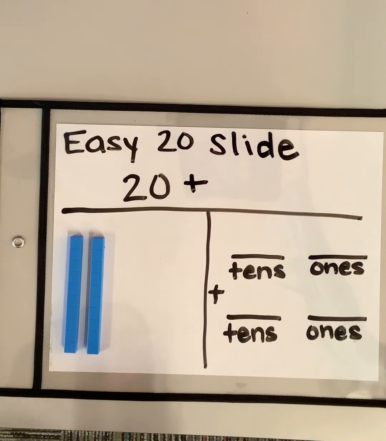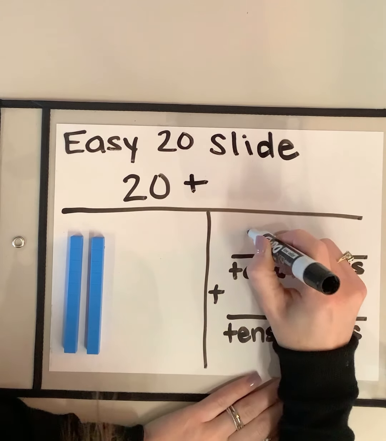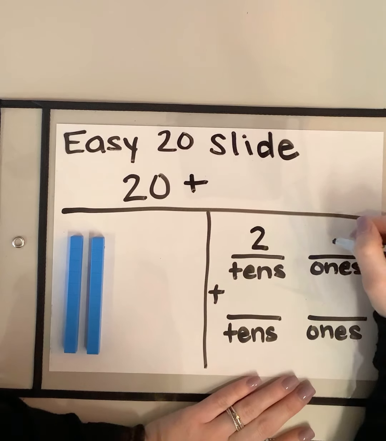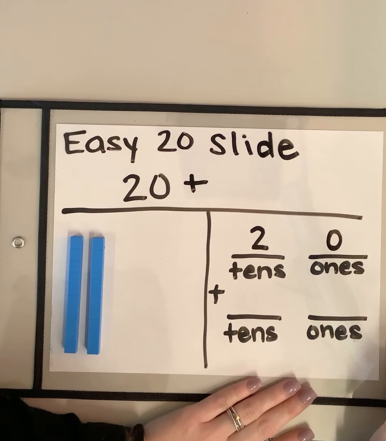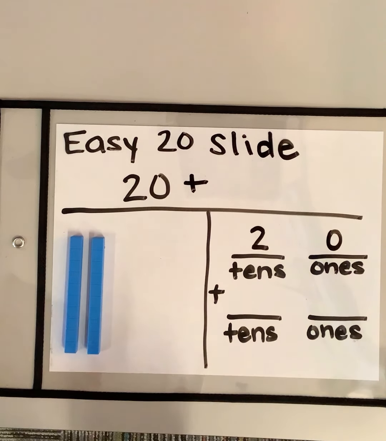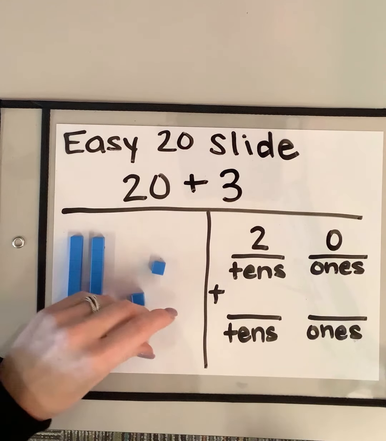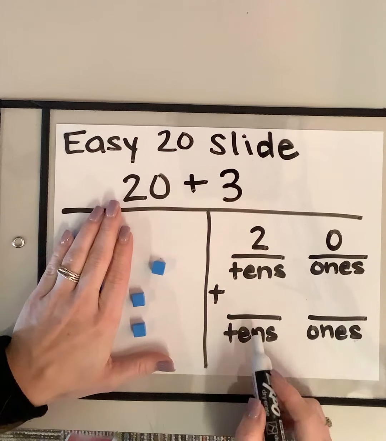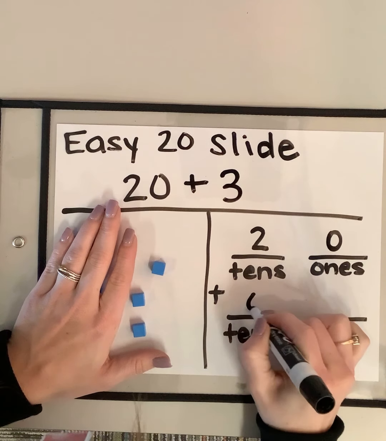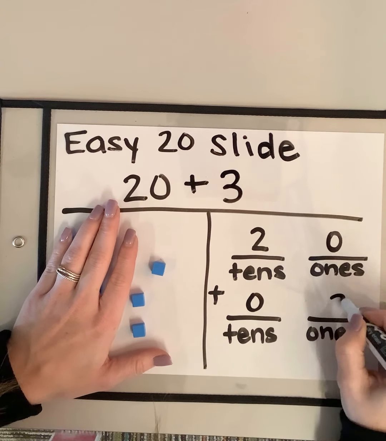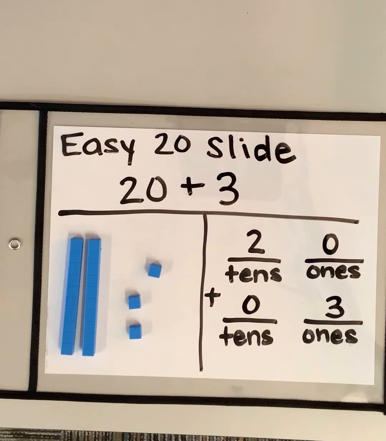So if I'm starting with the number 20, I know I have a 2 in the tens place and a 0 in the ones place. If I want to add 3 to 20, 1, 2, 3, I know when I'm adding 3, I have a 0 in the tens and a 3 in the ones.